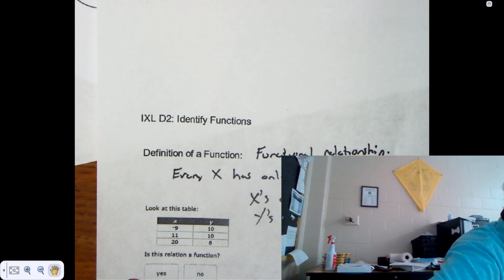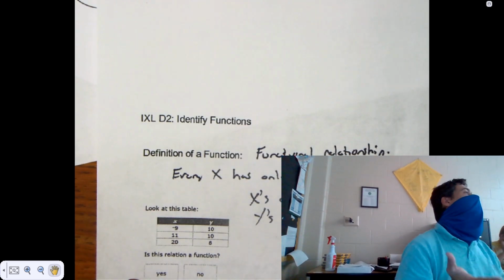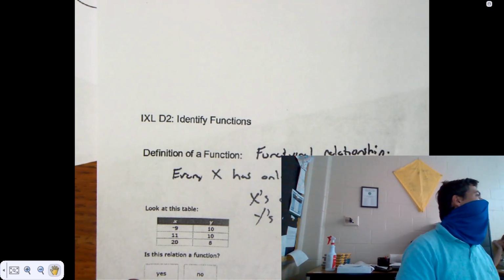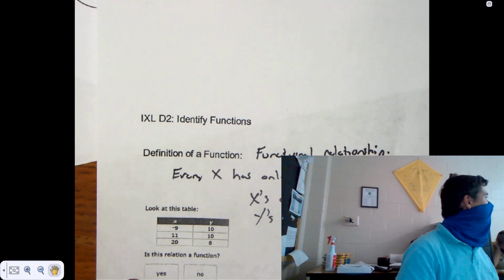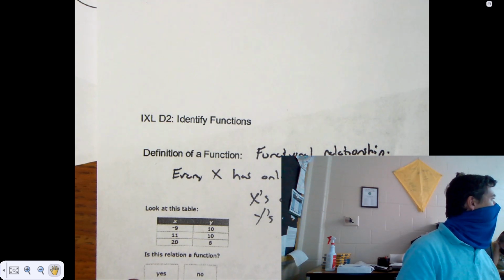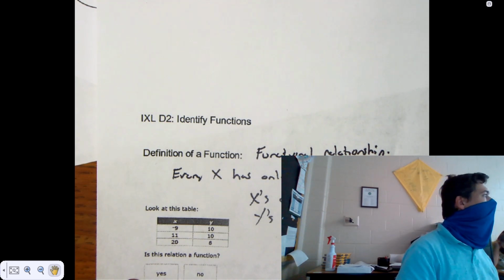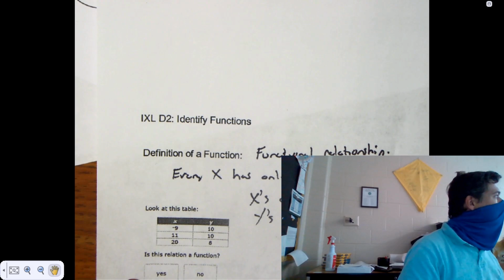That will not give you a functional relationship in this world, but in the world of algebra, it does. So there it is, kids. X's can't cheat, Y's can. As long as that's true, you're a function. Any issues with the definition? I don't know any easier way to explain it, to be honest with you.